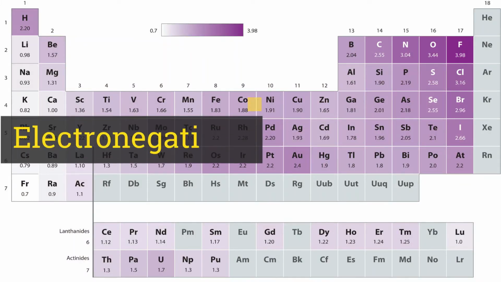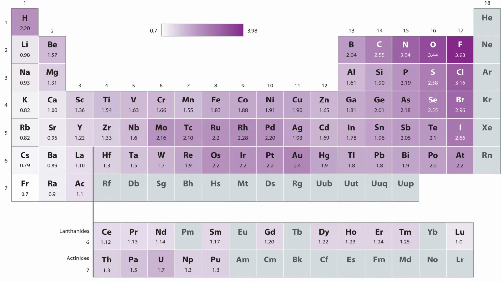Electronegativity. Electronegativity is a measure of the tendency of an atom to attract a bonding pair of electrons. The Pauling scale is the most commonly used. Fluorine is the most electronegative atom and is assigned the value of 4.0, and the value ranges down to cesium and francium, which are the least electronegative, with a 0.7.